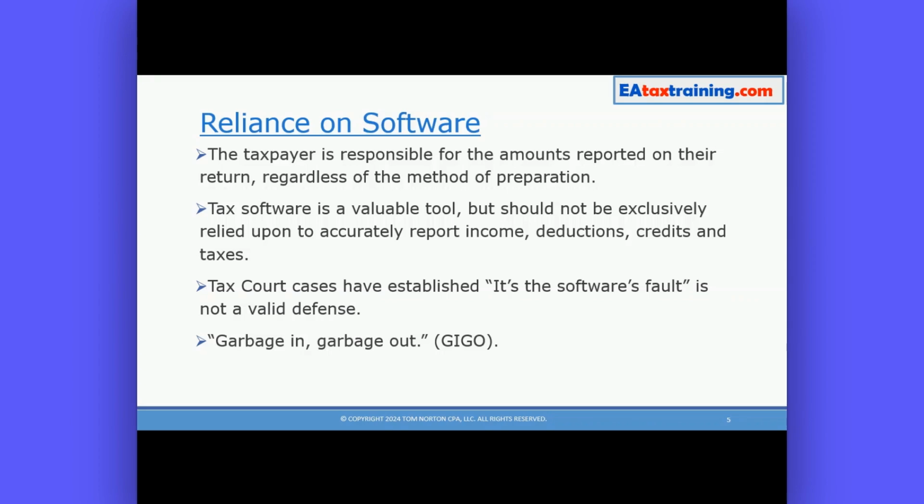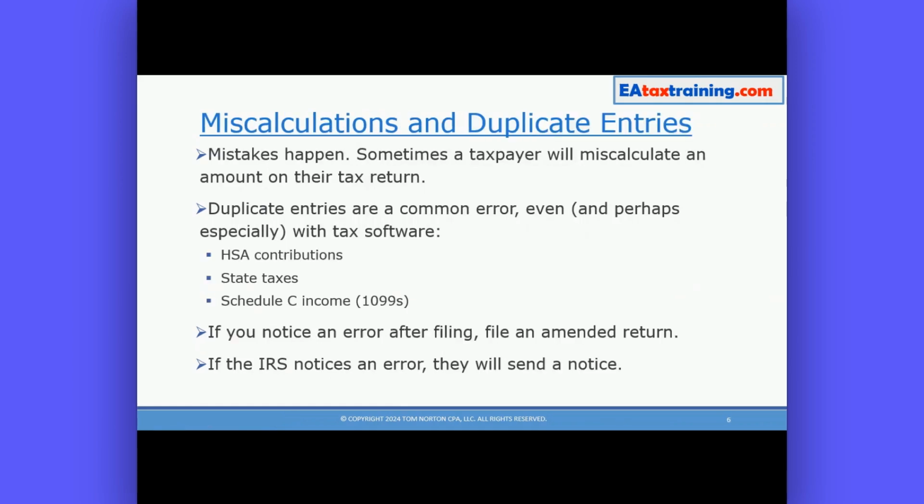And there have been tax court cases where the taxpayers have tried to say, hey, we put it into the software and this is what the software came up with. I was relying on the software to be accurate. And the tax court has said that that is not a valid defense. Saying it's the software's fault is not going to work with the IRS or with the courts. And of course, anytime you're talking about computers, you've got this concept of GIGO, garbage in, garbage out. If you put the wrong thing in, it doesn't matter how well the software works, you're going to get the wrong answer on the other side.